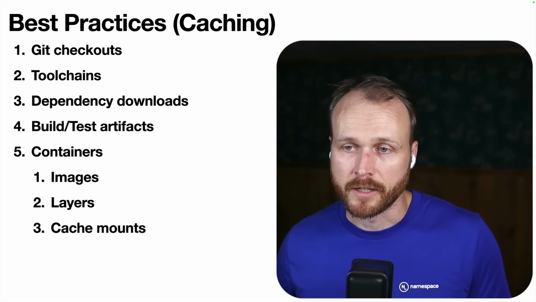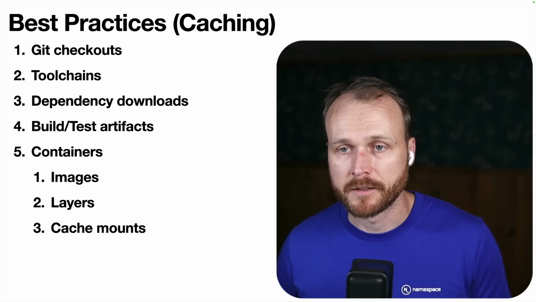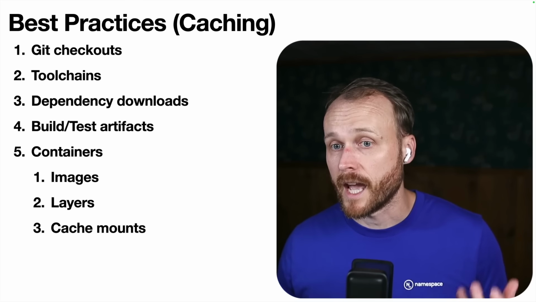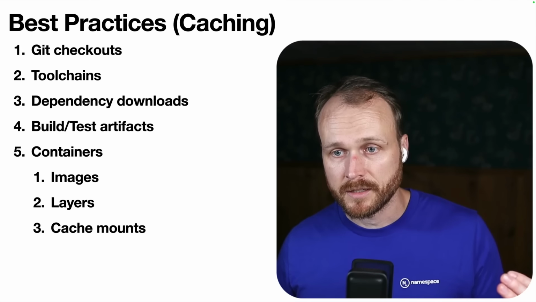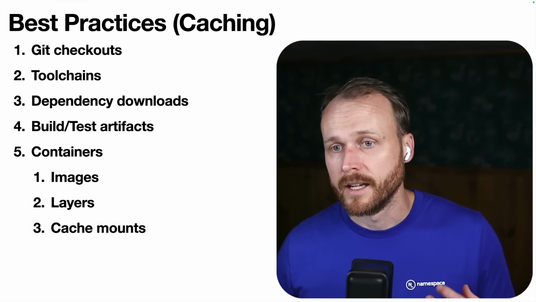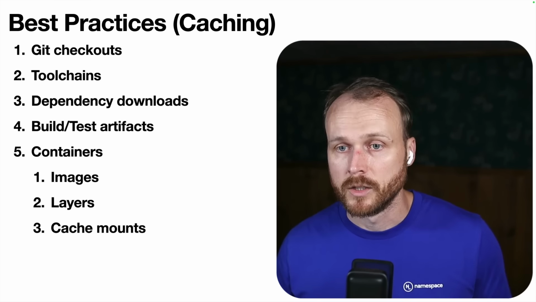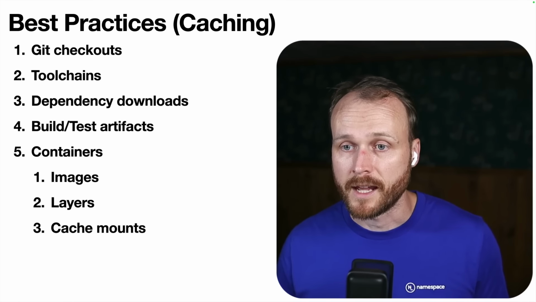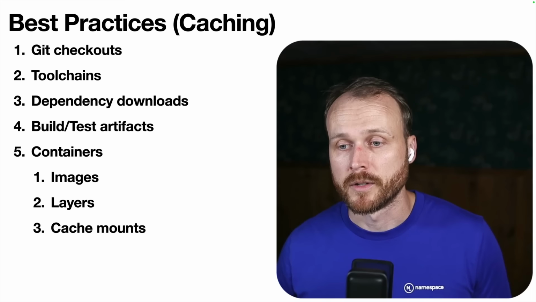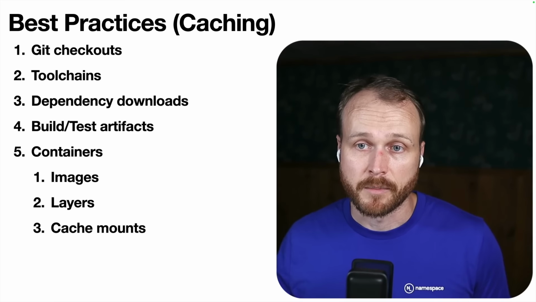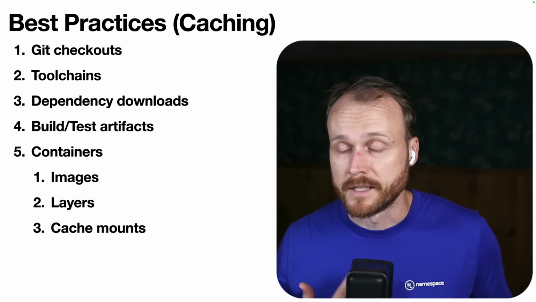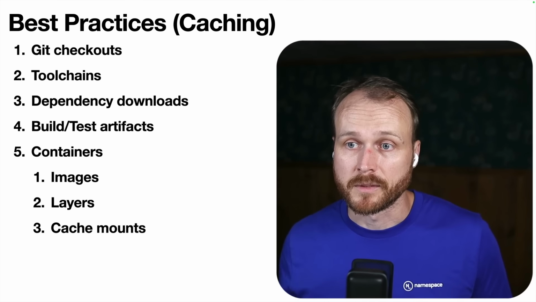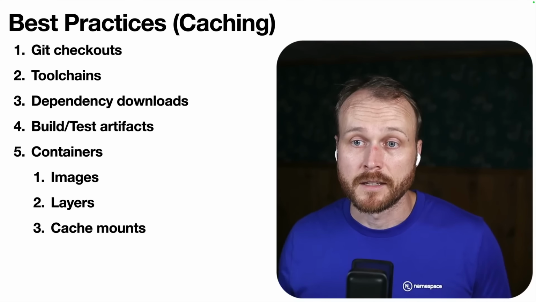Build and test artifacts are another thing that you may want to look into caching, depending on their size and scale. And then within the category of containers, you can cache images. So if there's a base image that you're using over and over, it's great to have that available in a hot cache. You can cache individual layers such that if nothing about that layer has changed, you're able to reuse that in future builds. And then you can also use what are known as cache mounts, which allow you to take advantage of something like number 3, where you're able to leverage, let's say, an NPM cache from within a Docker build context by mounting in a local volume into the container at build time.